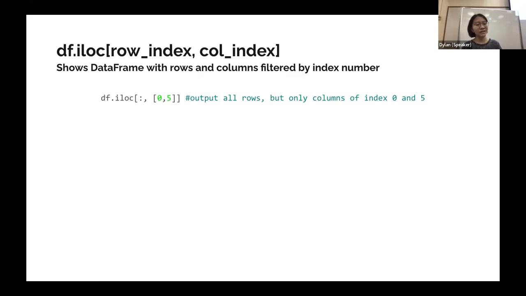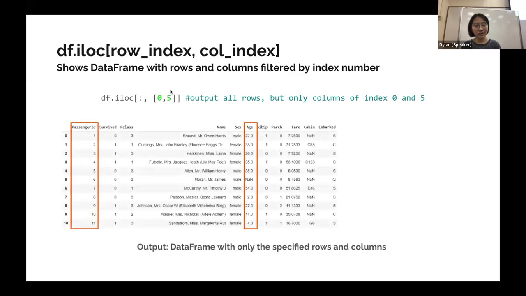So what I will do here is pass the colon as usual, which means I will grab all the rows, but only the first and the sixth column. In this case, the first column is index 0, and the sixth column has index 5. So the column indexes are 0, 1, 2, 3, 4, 5. I'll be grabbing the passenger ID column as well as the age column and all the rows. So what you will get is passenger ID and age.